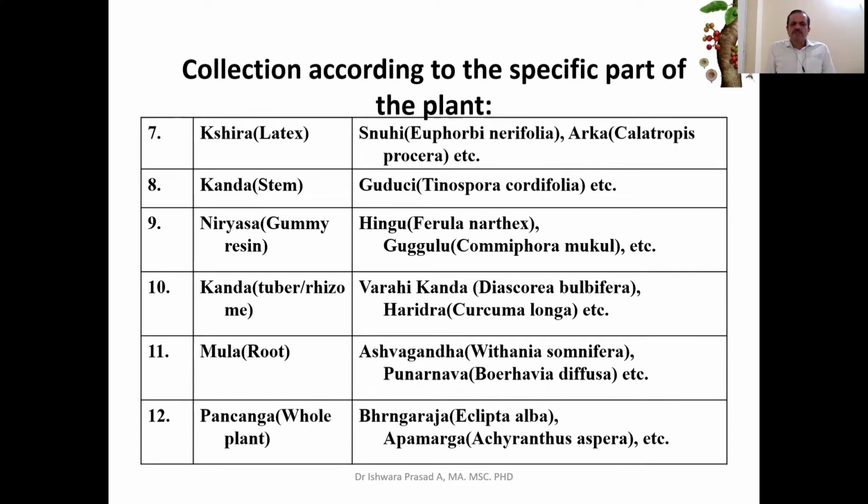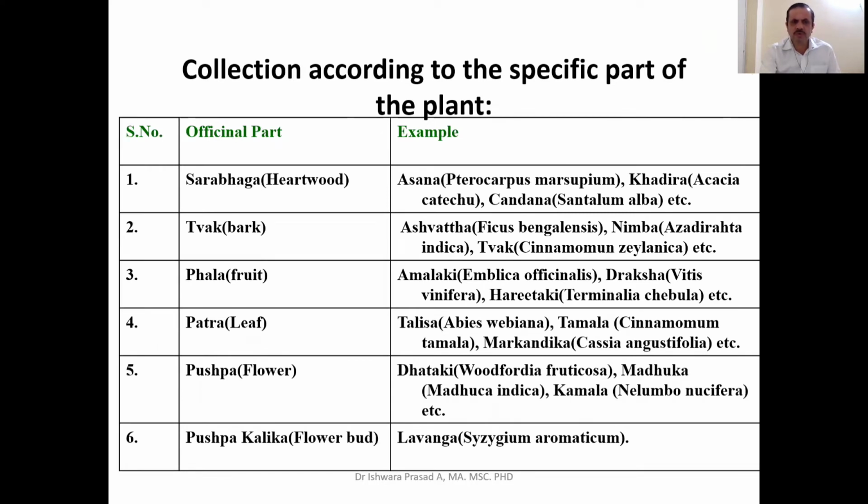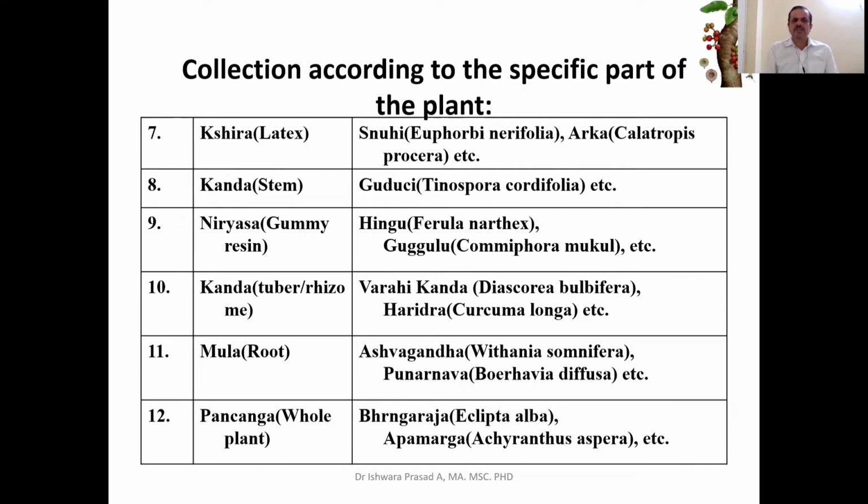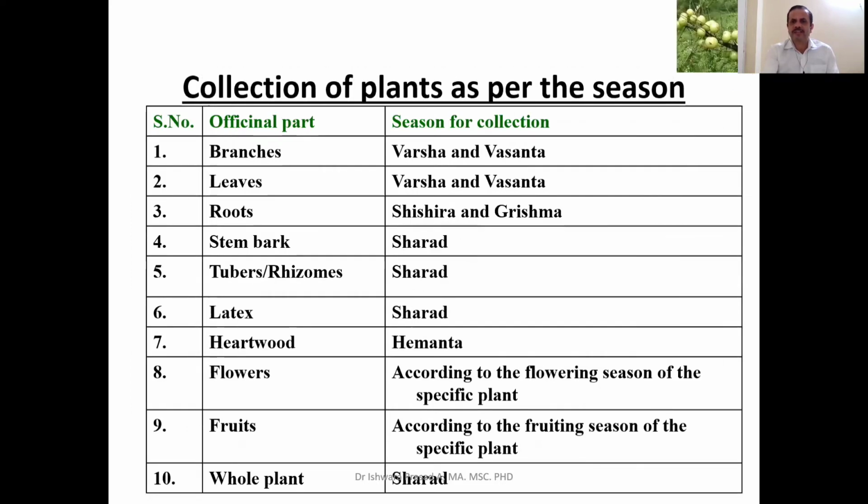Kanda, there is tuber or rhizome, in Varahi Kanda, that is Dioscorea bulbifera, Haridra, that is Curcuma longa. Then Mula, root, in Ashwagandha, Withania somnifera, and Punarnava, that is Boerhavia diffusa. Then Panchanga, that means whole plant, all the angas. Then Bhringaraja, Eclipta alba, and Apamarga, Achyranthes aspera. The whole plant is used. So like this, collection according to the specific part of the plant is observed. So collection may be through the heartwood, bark, fruit, leaf, flower, flower bud, latex, stem, gummy resin, tuber, rhizome, root, or whole plant. That is collection according to the specific part of the plant.